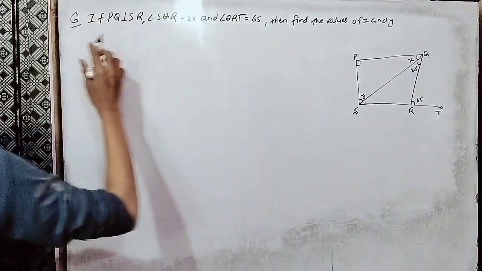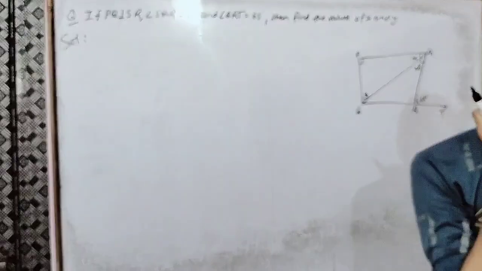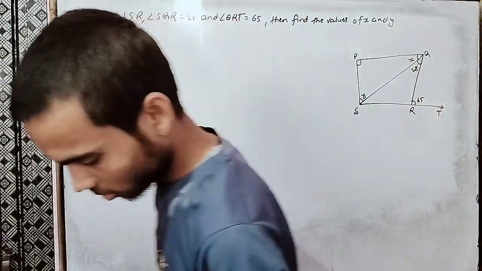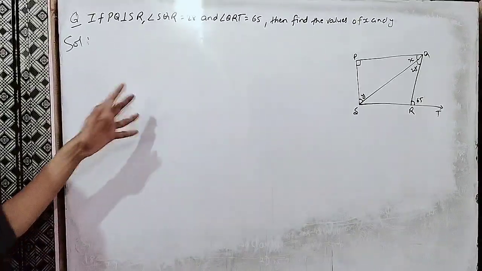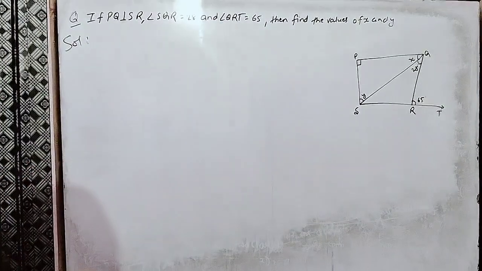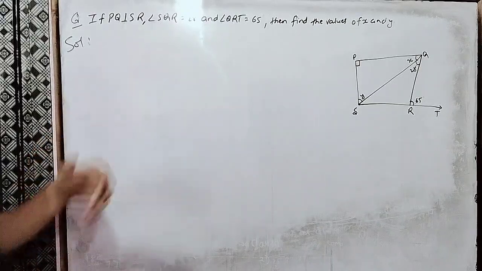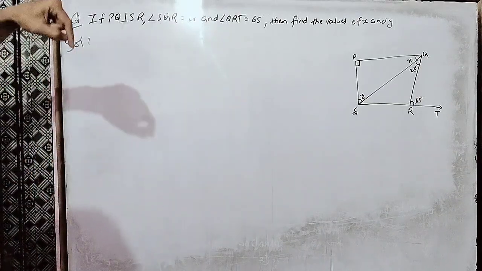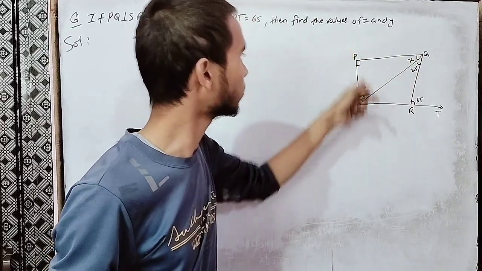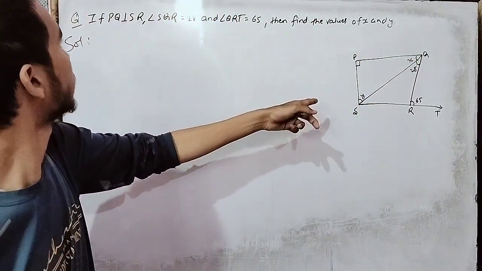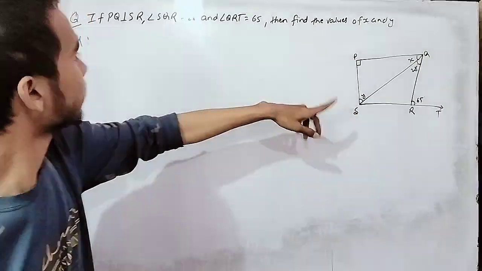This is the figure of this question. Now we are going to solve this. How can we solve? Do you have any steps? First of all, we need to read this question. PQ is perpendicular to PS. Okay, this is perpendicular.